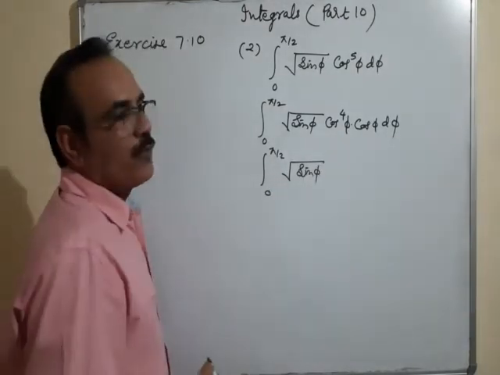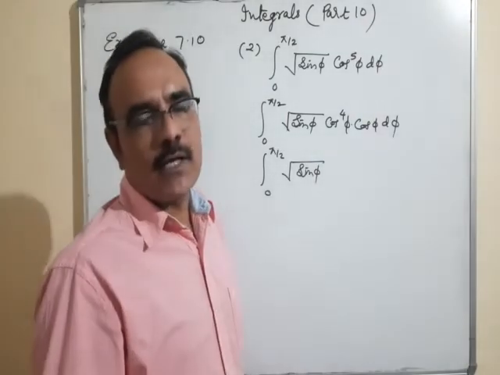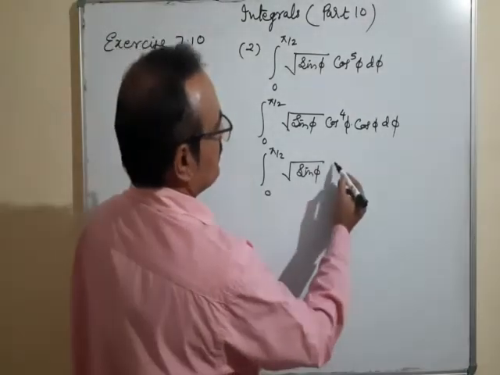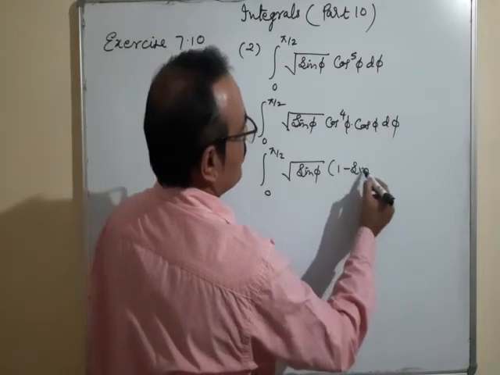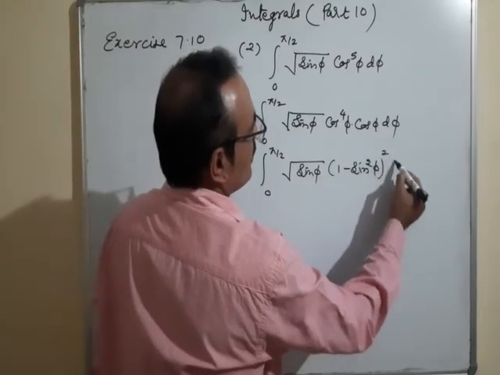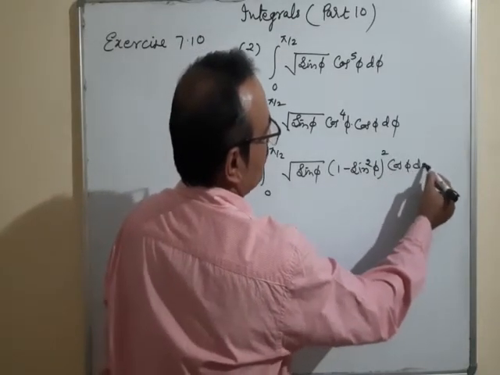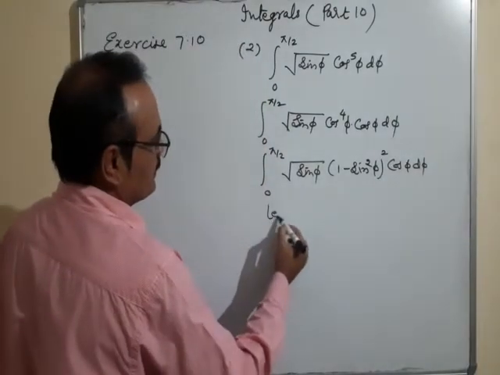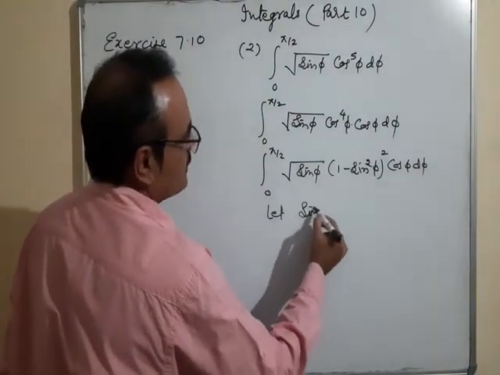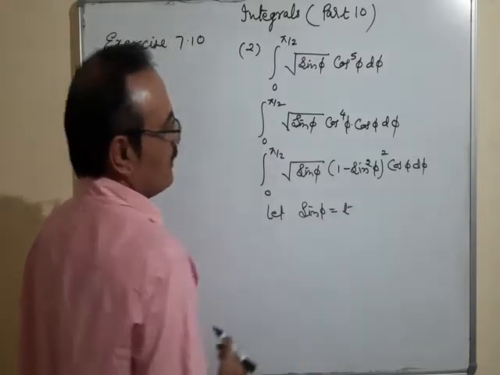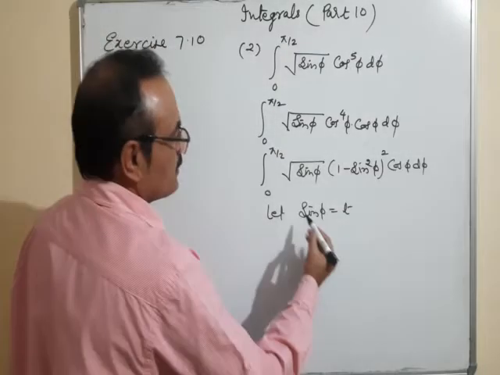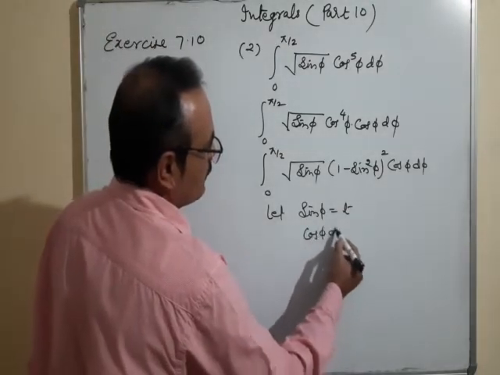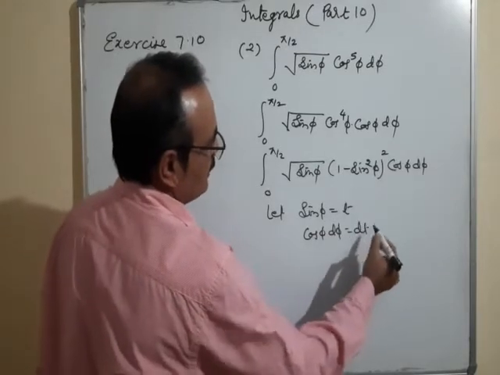Okay, 0 to pi by 2 root sine phi, and cos to the power 4 is cos square phi whole square. Cos square can be written as 1 minus sine square. So 1 minus sine square phi whole square into cos phi d phi. Now let sine phi is equal to t. Differentiate with respect to phi: cos phi d phi is equal to dt.